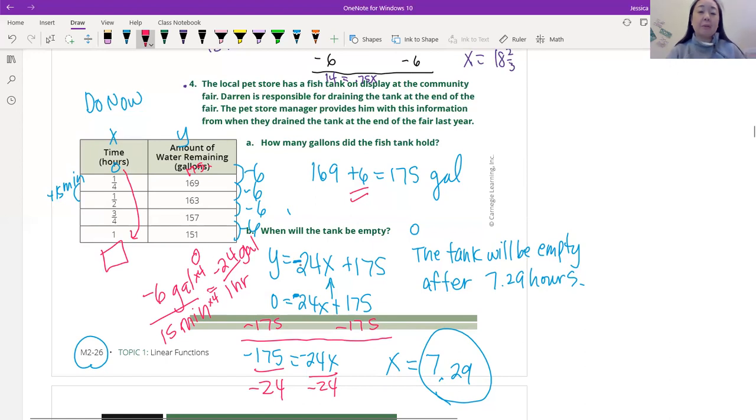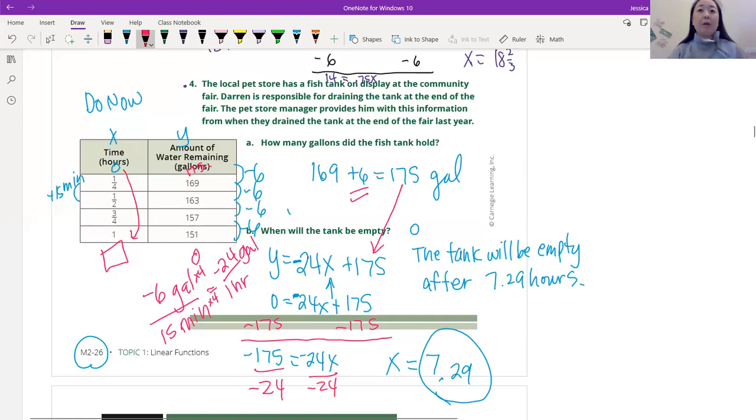Notice right here that the slope is negative because we keep on subtracting. If you notice the pattern, we are subtracting, so it should be negative. So there's -24x, and then this is our initial amount. This is how much we start with. So that's going to be our 175, which we got from up here. All right, that's our initial amount.